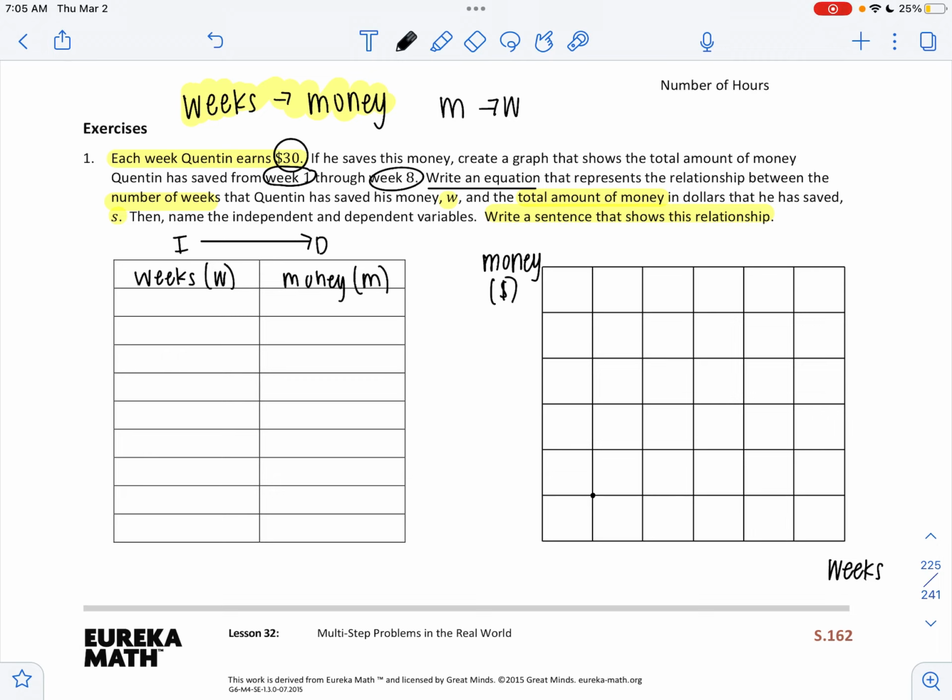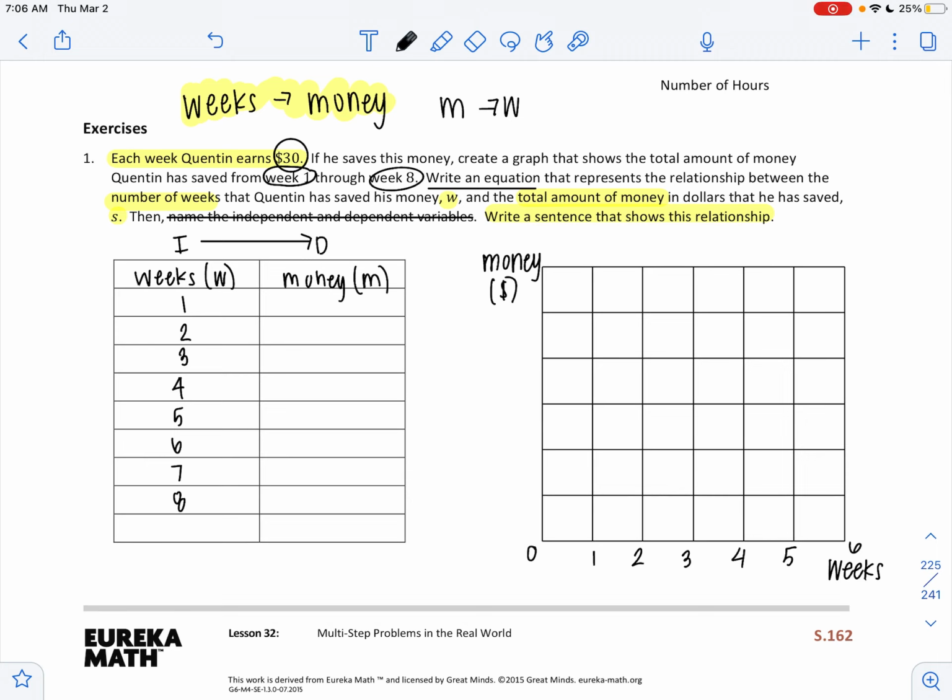So, I've done this step of the problem. I named the independent and dependent variable. I'm going to cross that out so I know it's done. They're asking me for a table and a graph that shows the total amount of money he's saved from week 1 to week 8. That means that for weeks, I'm going to need to show week 1, 2, 3, 4, 5, 6, 7, 8. In the graph, I may not be able to fit all of that. You could either count by 2s, knowing that this was a 1 and add it into your graph, or if you just want to go up to 6, that's fine with me too.